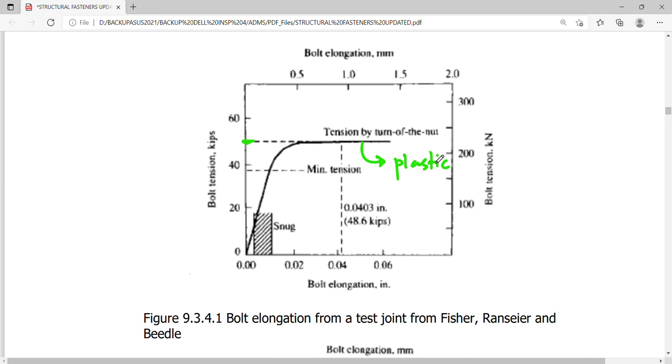But of course, this is not advantageous or beneficial to the design, because elongation can actually reach a value without increasing the bolt tension, and therefore the clamping force is already fixed at a certain range. At any time upon application of an additional load, this may cause sudden rupture.